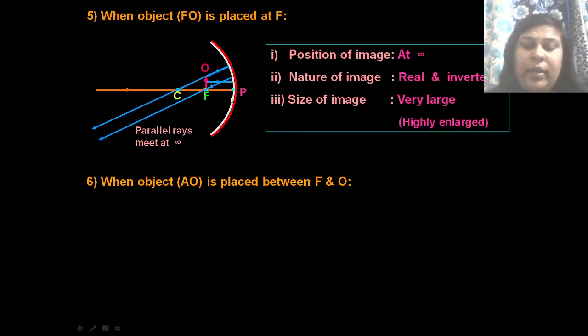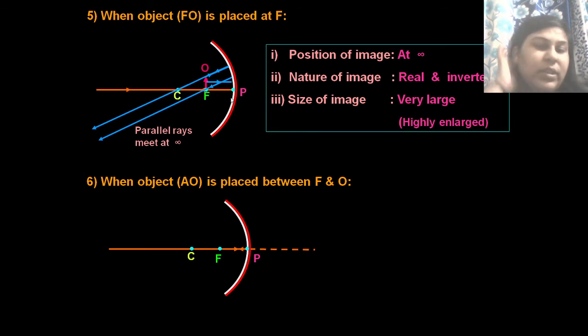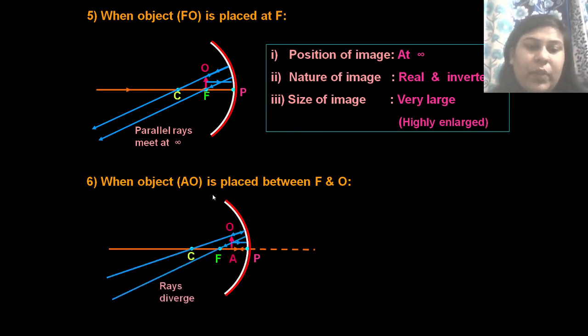Now, when the object is placed between the focus and the pole, this is P, F and P. Now you can see this is not O, this is P, and the principal focus, and this is reflected through the focus.